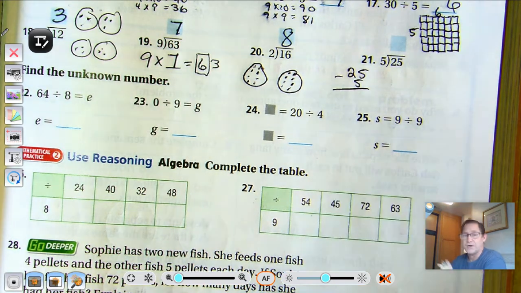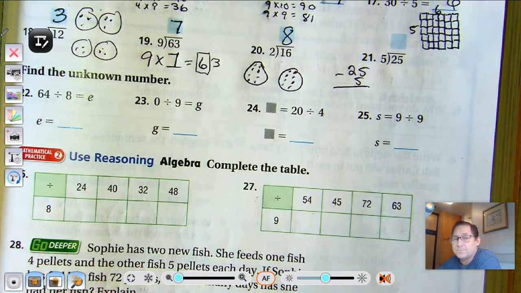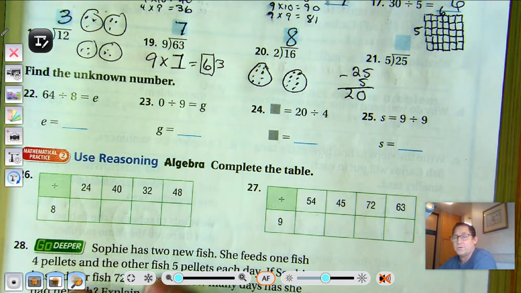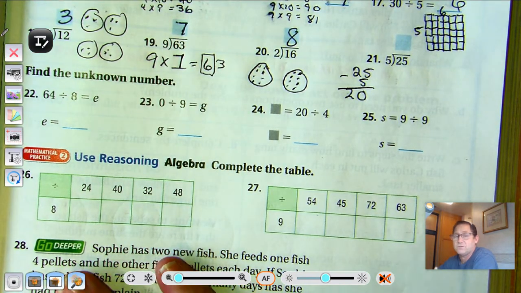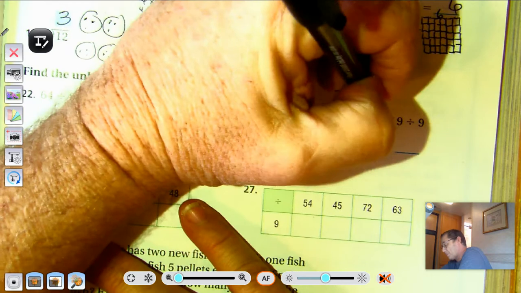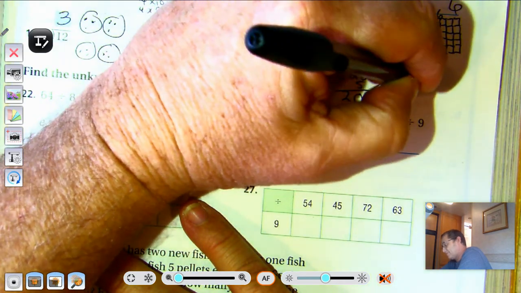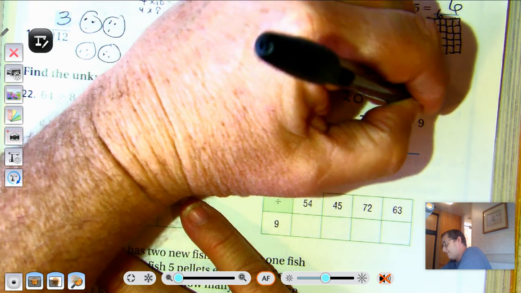All right. I'm going to go ahead and show the strategy for repeated subtraction on this one, just in case we didn't know. We got to be able to figure it out, right? So we're going to repeatedly subtract 5 from 25 until we get to 0. All right, so 20 take away 5 is 15. 15 take away 5 is 10.